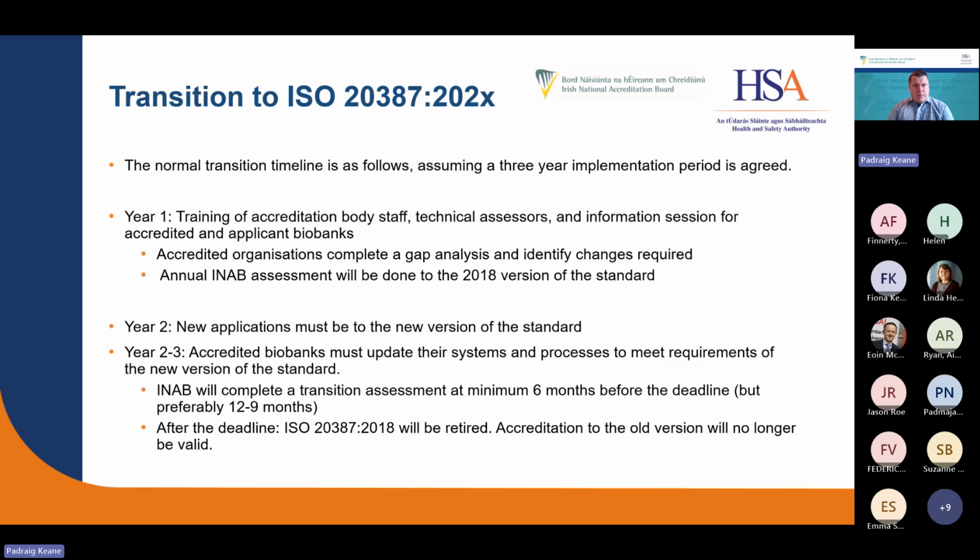From year 2, normally, as I said, there can be a little bit of leeway in this depending on how much progress has been made by the new applicants in developing their system. But normally in year 2, new applications must be to the new version of the standard. And then in year 2 to 3, for accredited biobanks, we expect them to update their systems and processes to meet the requirements of the new version. We'll complete a transition assessment, minimum 6 months before the transition deadline, but preferably 9 to 12 months before that deadline. And the critical thing for those accredited organisations, after the transition deadline, the 3-year implementation period, ISO 20387-2018 will be retired and accreditation to the old version will no longer be valid.